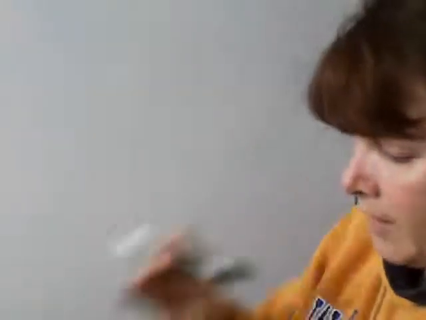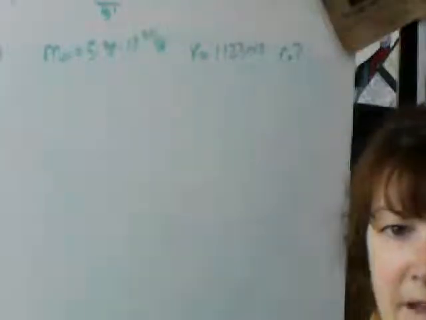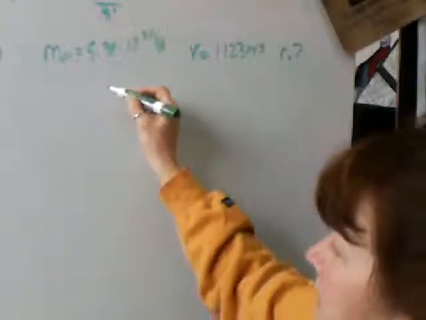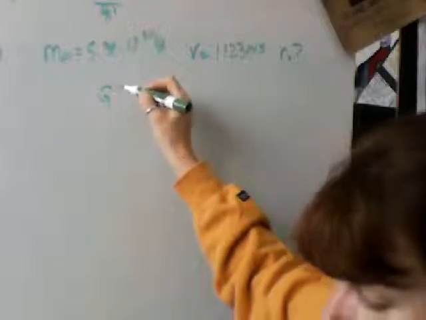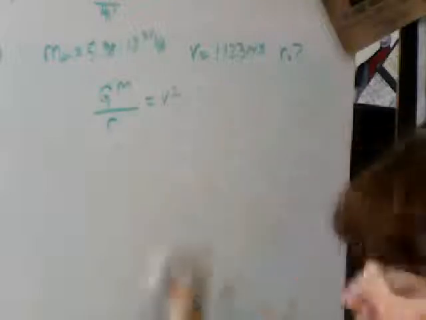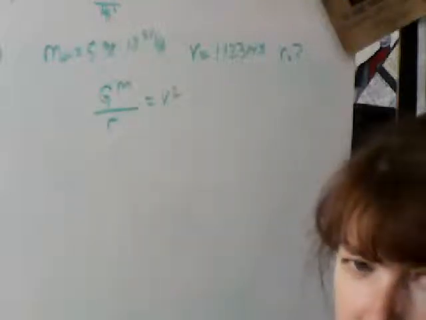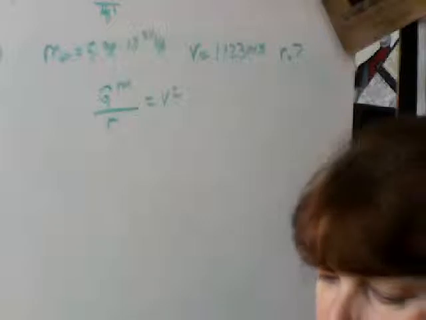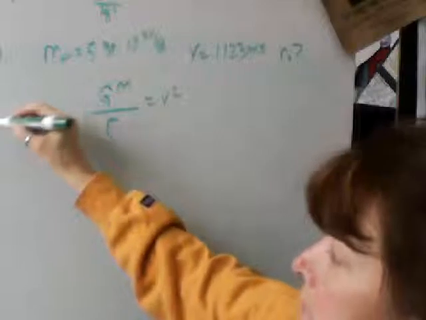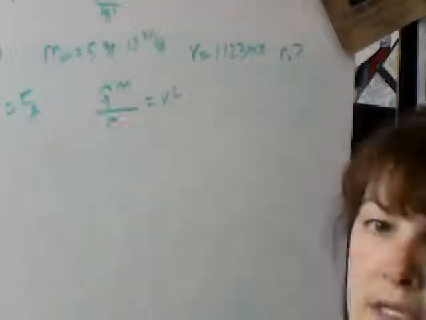So this is kind of the opposite of the problem we did before. So I am not going to derive the equation again. Hopefully you've gotten the hang of that: the gravitational constant times the mass divided by the radius will equal the velocity squared. If you don't know how I got that, please rewind it a couple problems and figure out how I derived that, setting the centripetal force equal to the gravitational force.